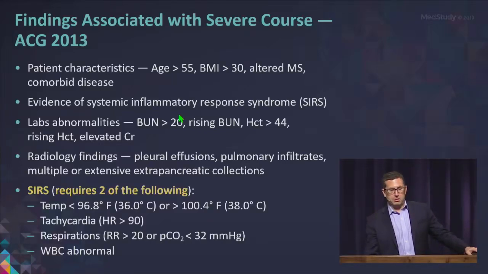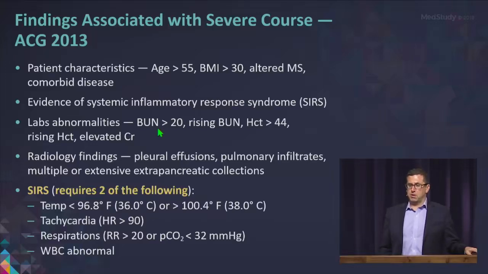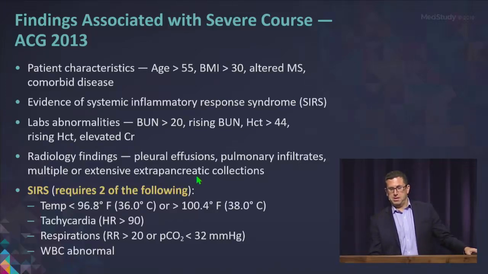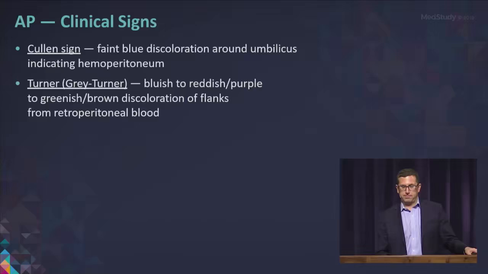So some characteristics associated with a severe course of pancreatitis would be older age, elevated BMI, comorbid diseases, evidence of systemic inflammatory response, which I outlined here if you need to see that. BUN greater than 20 or a rising BUN, which would imply that you're hemoconcentrated, as would a high hematocrit. Radiology findings showing disease outside the pancreas, so pleural effusions, pulmonary infiltrates, extrapancreatic collections, those are all bad signs.